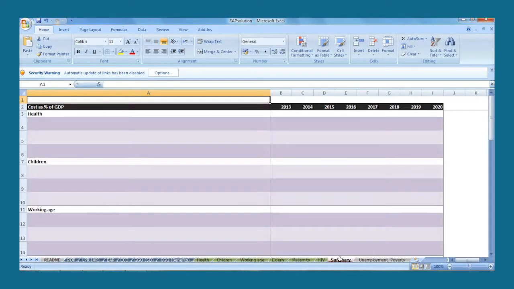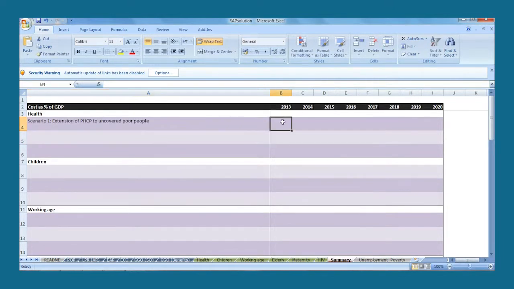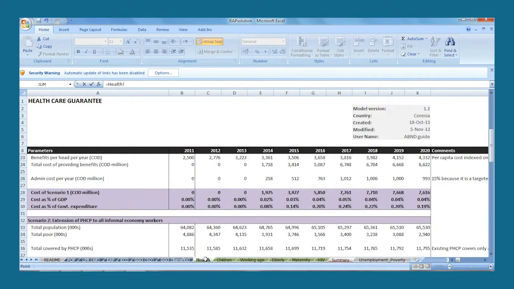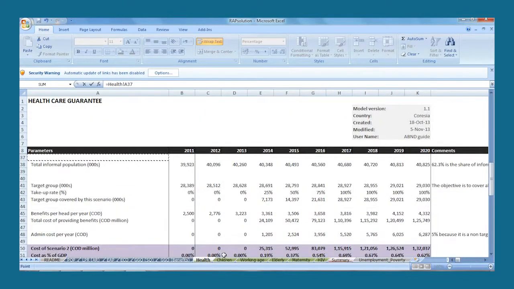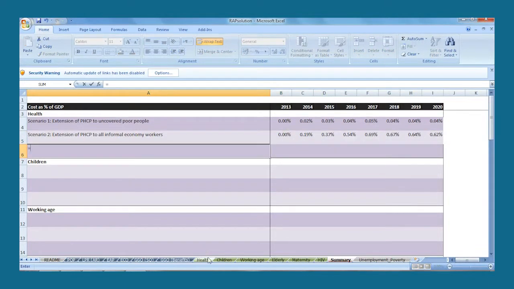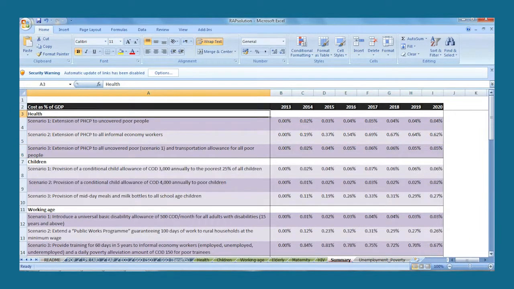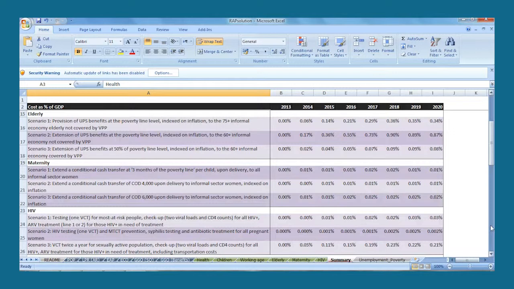In the summary sheet, for each of the 6 guarantees, we list the scenario and its cost of implementation as a percentage of GDP from 2013 to 2020. Starting with healthcare, Scenario 1, Scenario 2, and 3, we then repeat the exercise for children, working age, elderly, maternity, and HIV.